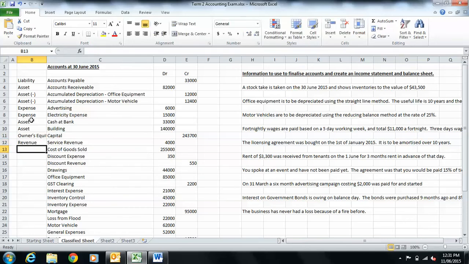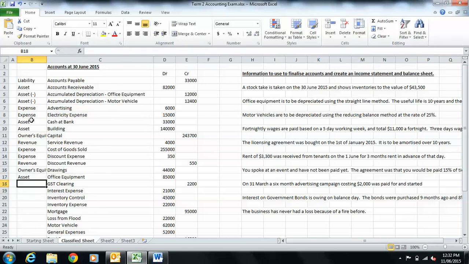Cost of goods sold is going to be your primary expense account. Discount expenses, not surprisingly, is an expense account. Discount revenue, not surprisingly, is a revenue account. If you're unsure, remember you do have the chart of accounts in the front of your accounting book to look at as you go. Drawings is an owner's equity account. Office equipment is going to be an asset account.